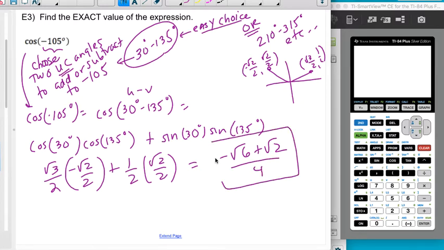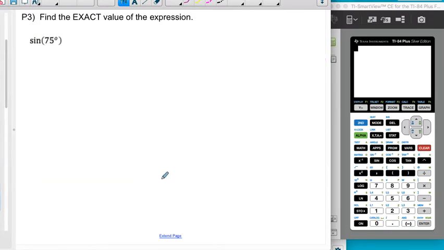And again, not a shock, we keep seeing those root 6s and root 2s over 4, because we're using the 1/2s and the root 3 over 2s and the root 2 over 2s. So 75, same thing, you pick any two angles. My brain says this is probably 30 plus 45, but you could also do something like a 135 minus a 60, etc. There's a ton of options. I'm going to pick this one.